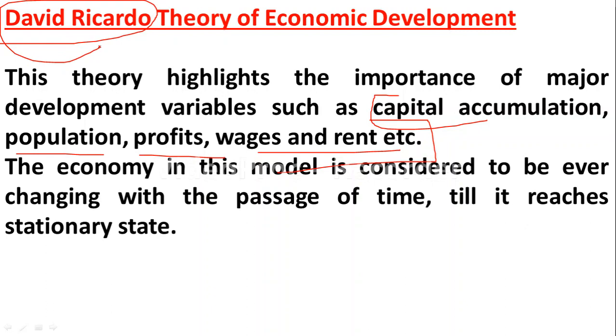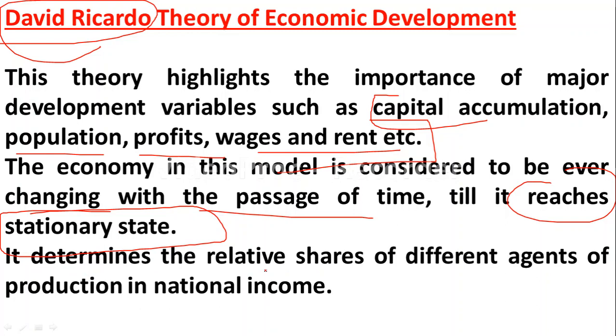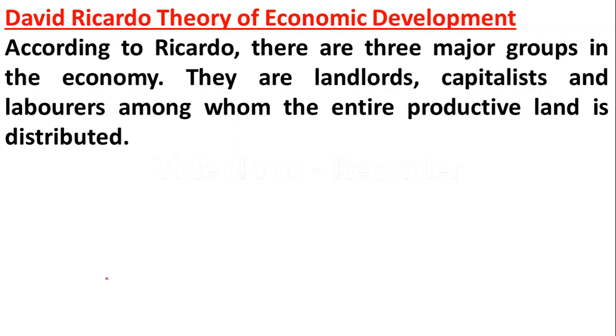In this model, David Ricardo considered the variables to be ever changing with the passage of time. So this model is dynamic. And here also, with the passage of time, the economy is going to reach the stationary state. And it determines the relative shares of different agents of production in national income. According to David Ricardo, there are three major groups in the economy. The first group is landlords, the second group is capitalists, and the third group is laborers. Among these three, the entire productive land is distributed.